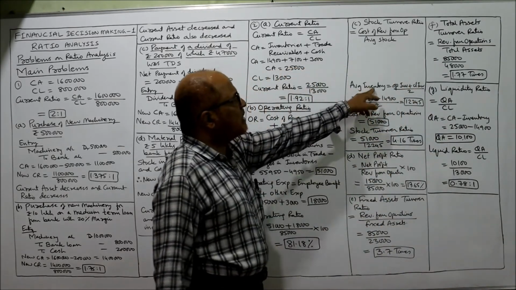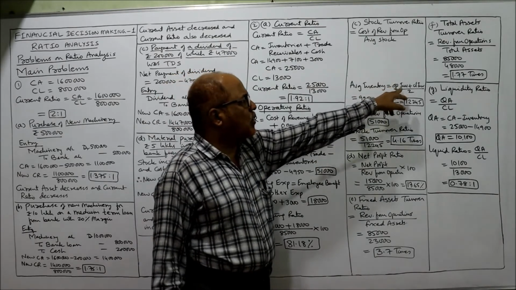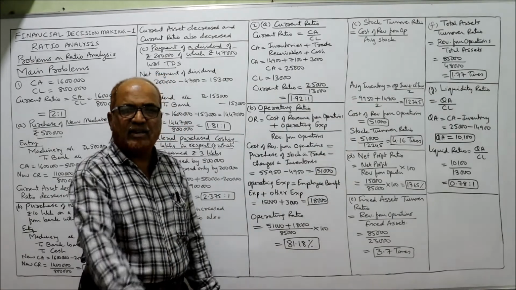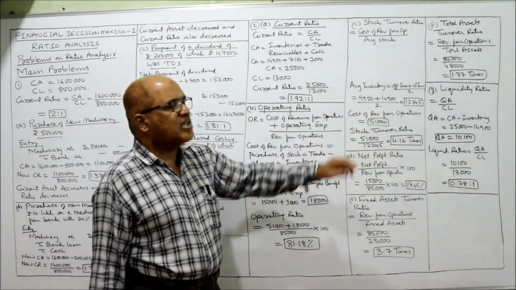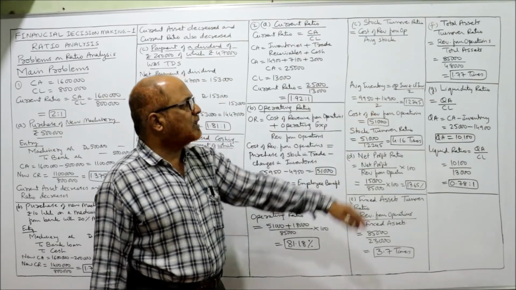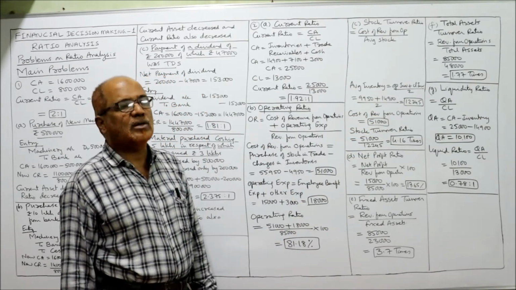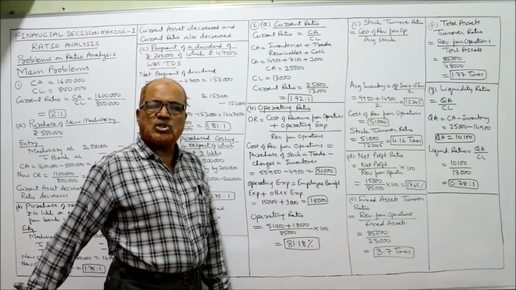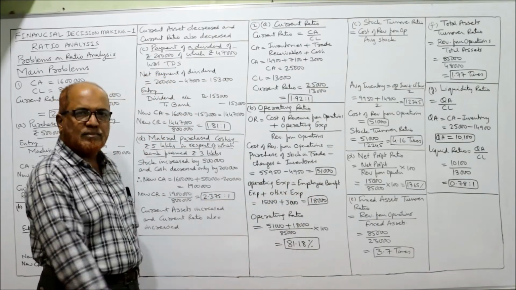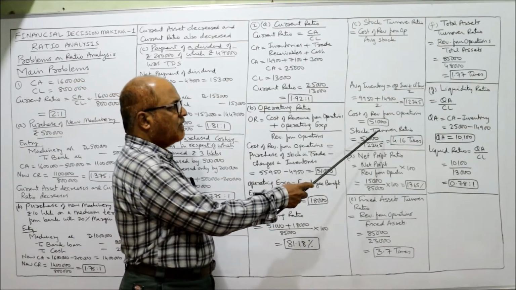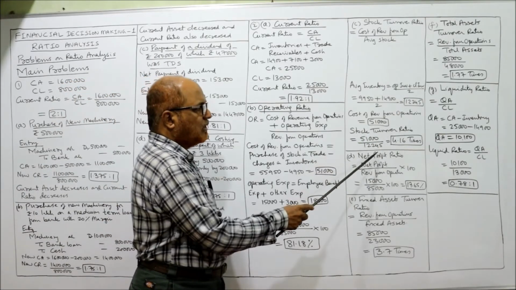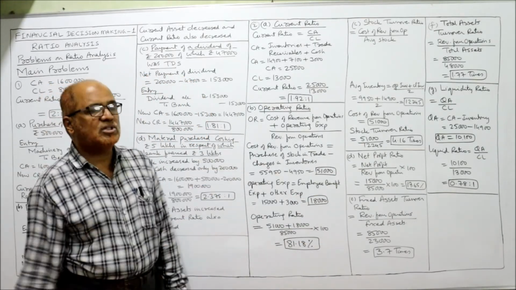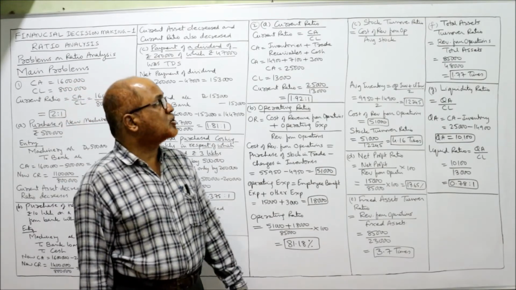See here, average inventory or average stock is equal to opening inventory plus closing inventory divided by 2. Opening stock 9,950 given in the notes and closing inventory is 14,900, divided by 2, 12,425. Now cost of revenue from operations, we have already calculated, 51,000. So we can take 51,000 divided by 12,425, 4.16 times. This is the stock turnover ratio. Three ratios we have completed.